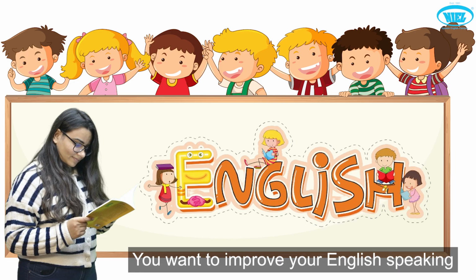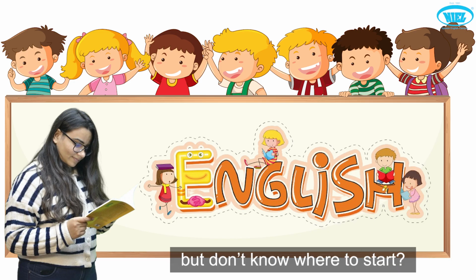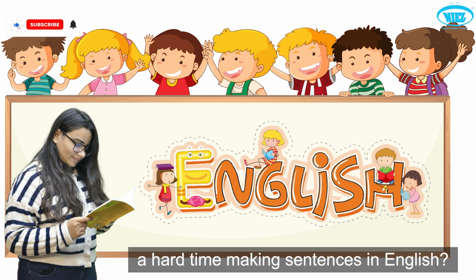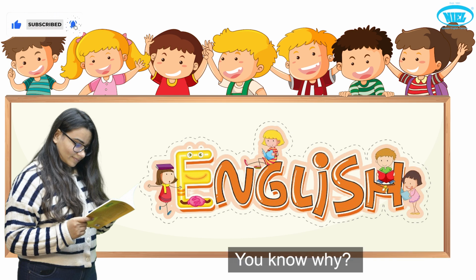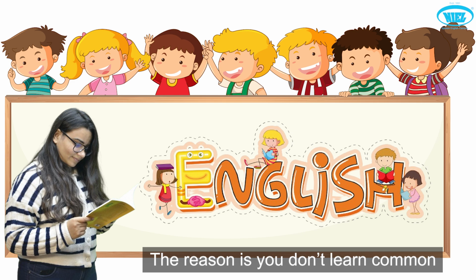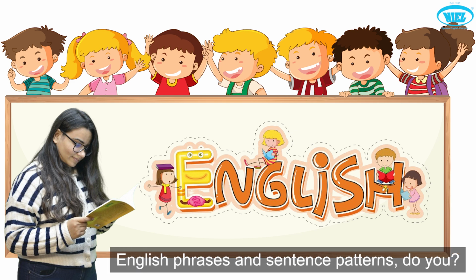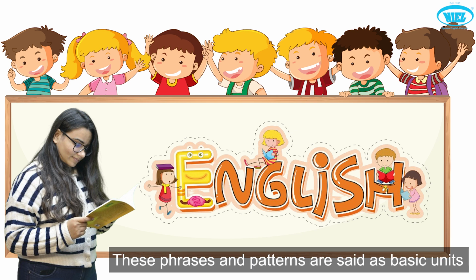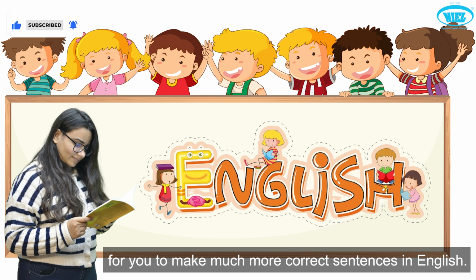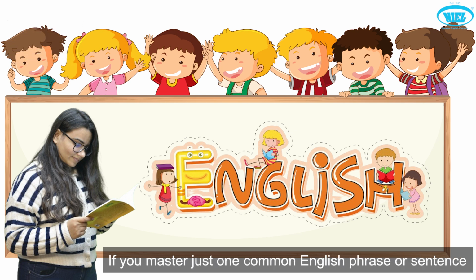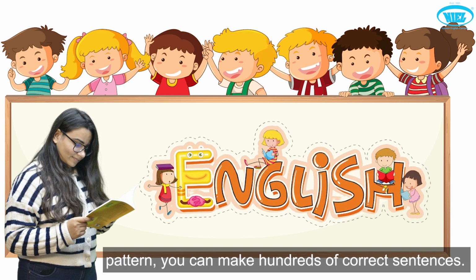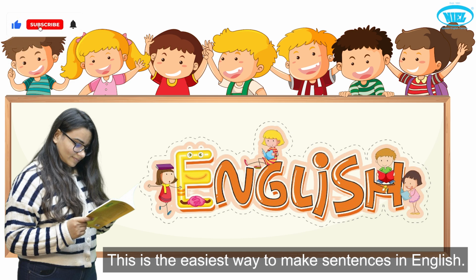You want to improve your English speaking, but you don't know where to start? You know a lot of English words, but you have a hard time making sentences in English? You know why? The reason is you don't learn common English phrases and sentence patterns. These phrases and patterns are said to be basic units for you to make much more correct sentences in English. If you master just one common English phrase or sentence pattern, you can make hundreds of correct sentences. This is the easiest way to make sentences in English. So without wasting any time, let's see it.